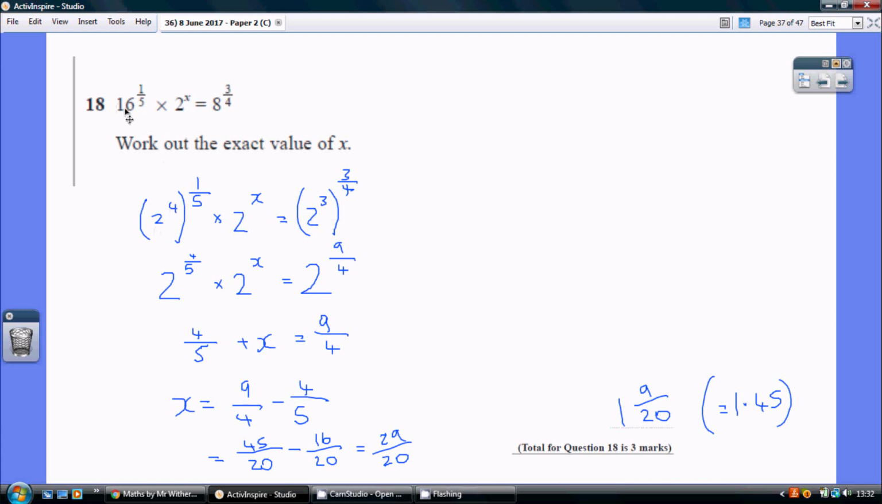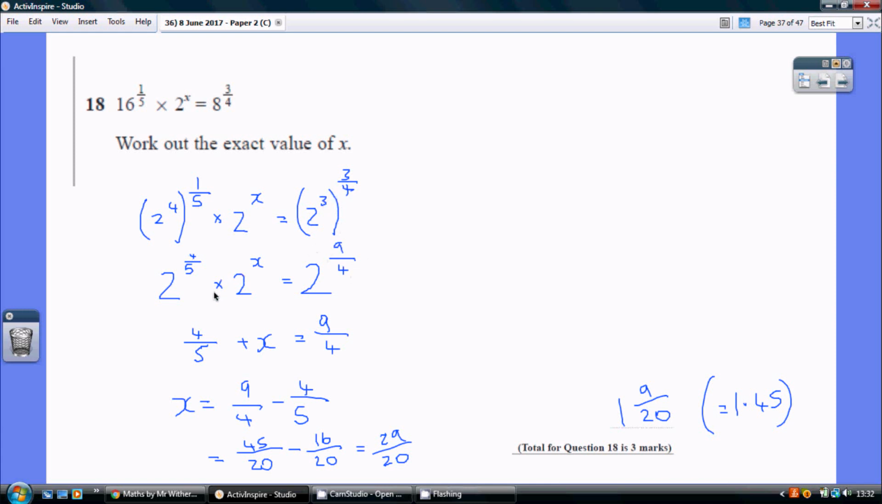So it's 2 to the power of 4 all to the 5th times 2 to the x equals, now 8 is 2 cubed, 2 times 2 times 2, so the right hand side can be replaced by 2 cubed all to the power of 3/4. Now from then onwards it's fairly straightforward. So we multiply the 4 and times a fifth to give us 4/5. We multiply 3 by 3/4 to give us 9/4.